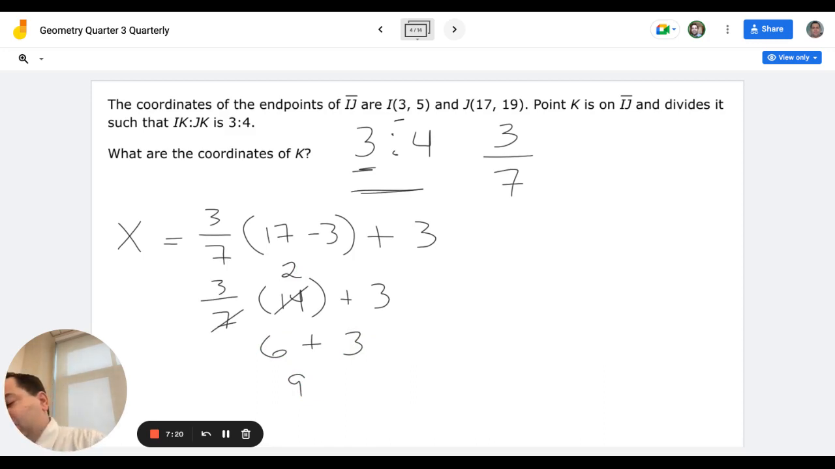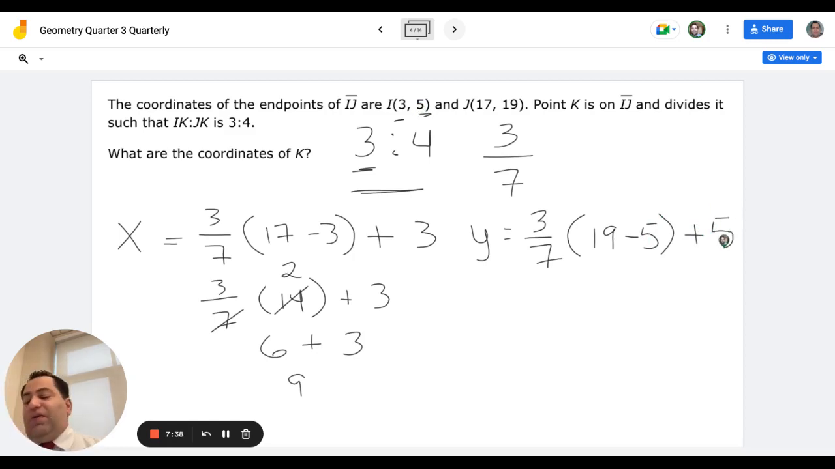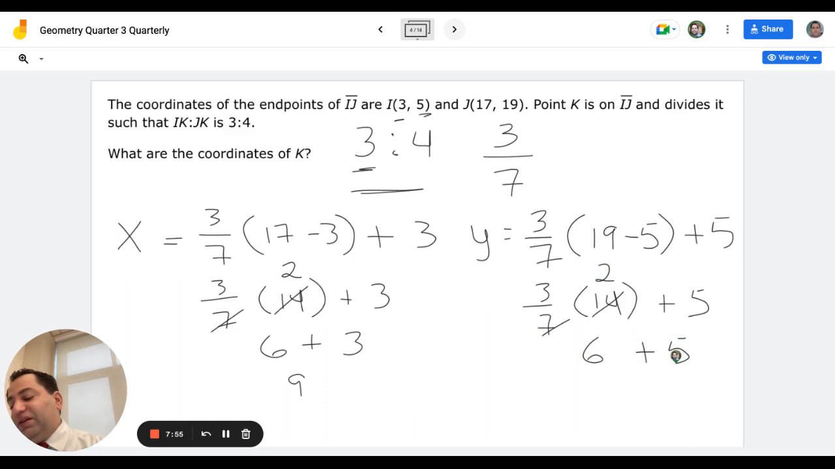And then on the y side, we're going to do the same process. So y equals 3/7. And then we're going to subtract the y values, 19 minus 5. And then we're going to add back the starting value of y, and that's 5. So we have 19 minus 5, that's also 14. So this is going to be 3/7 times 14 plus 5. Okay, 14 divided by 7 is 2. 3 times 2 is 6. 6 plus 5 is 11.